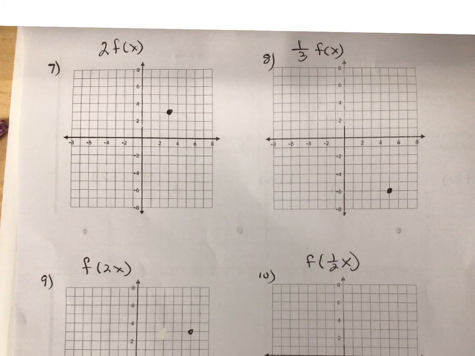Now we're going to look at the points and vertical and horizontal transformations. We have 2 times f of x. That's a 2 on the outside. If it's outside, is it vertical or horizontal? Vertical. And it's being multiplied, so it's a shrink or stretch. Multiplication is a shrink or stretch. Addition, subtraction is a translation. That's your left, right, up, down. So we know it's a vertical something.